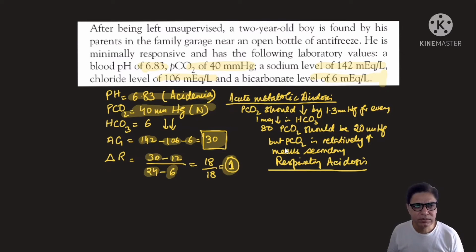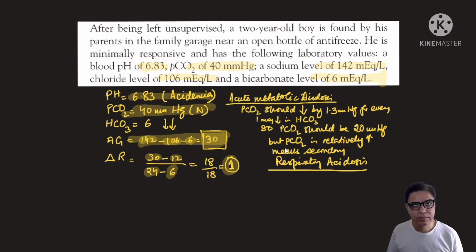So what does that mean? Is it an uncompensated thing, or is something else going on? Because it is metabolic acidosis, what do we do? We go and we look at the anion gap. So the anion gap is sodium minus chloride minus bicarbonate. And if we do that, if you see here, it is 30, which is high.